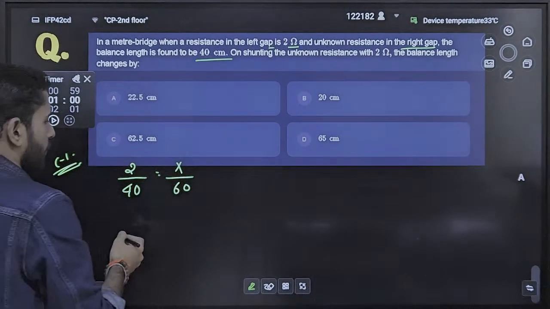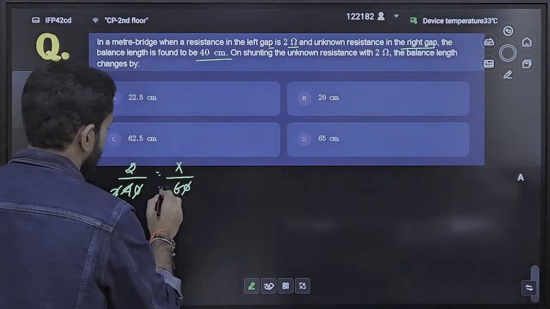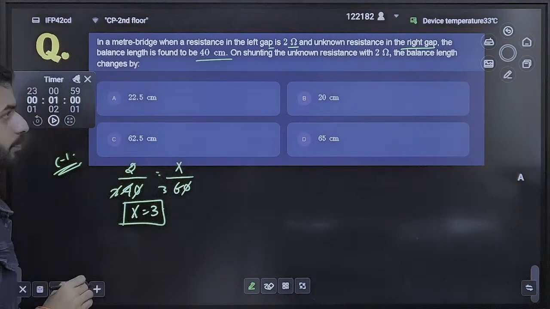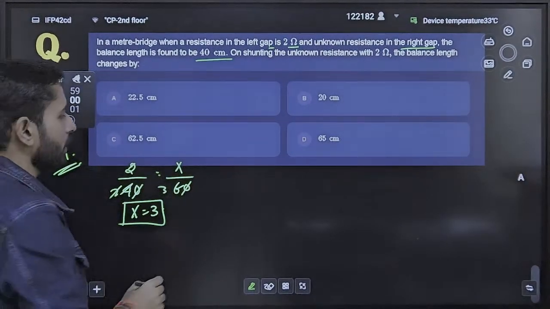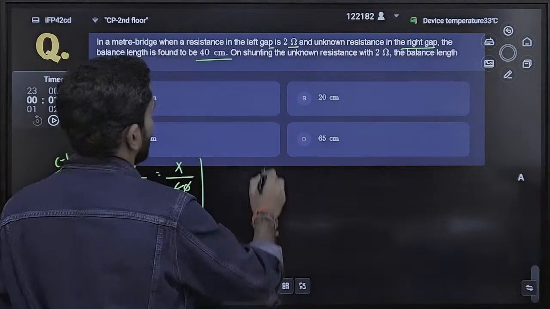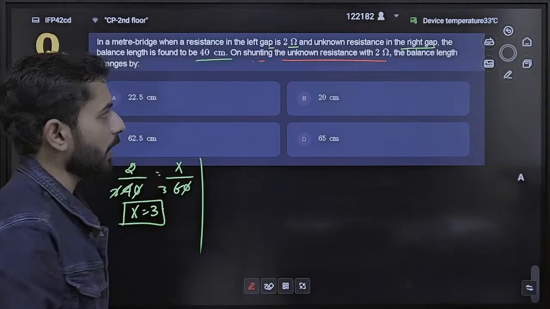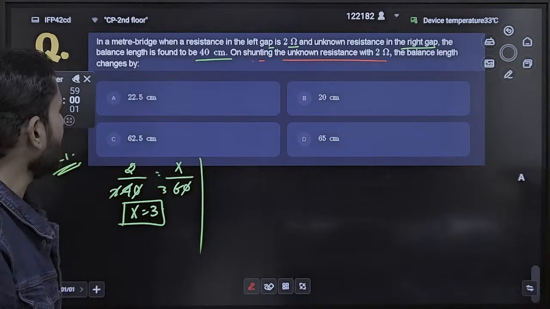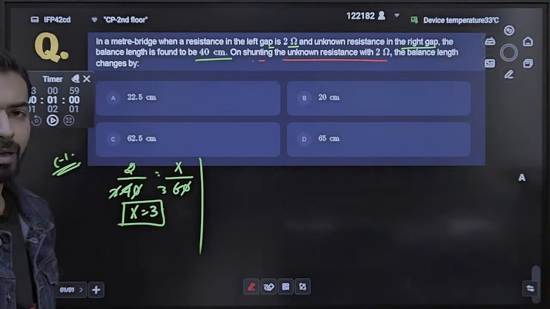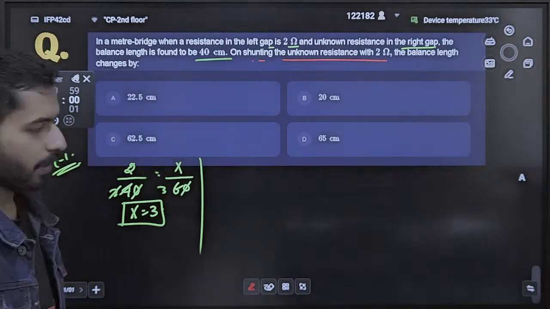Now from here, this simply will get cancelled. This will become 2, this will become 3. What you can say about X? This X is nothing but equal to 3. But after that, some question is also there. Now what is the next question? Shunting the unknown resistance with 2 ohm, the balance length changes by a certain amount. You are applying a new resistance of 2 ohm in parallel.